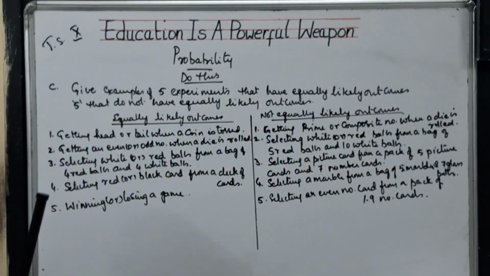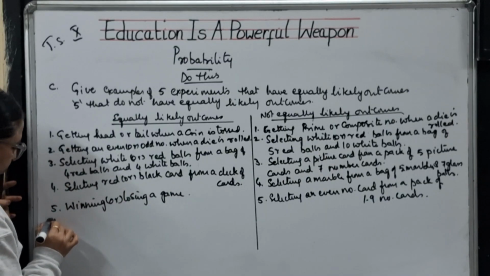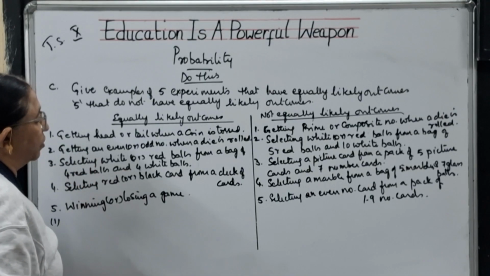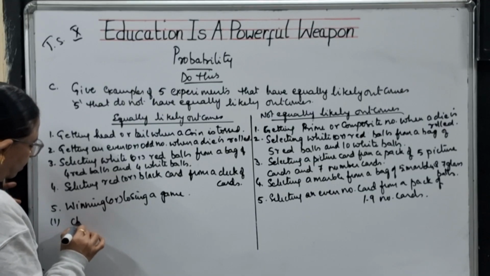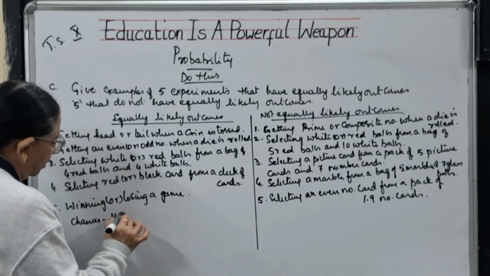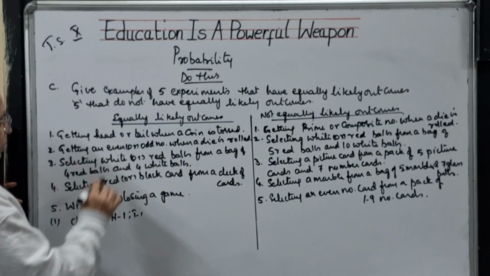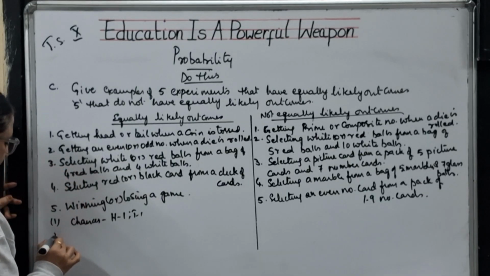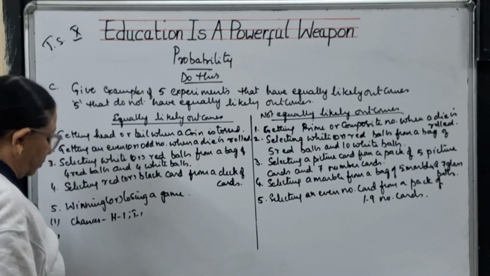See, first one, getting head or tail when a coin is tossed. The explanation I am giving here, children: the chances are only two. Head has one chance and tail has one chance only. So it is an equally likely outcome. And the second one is getting an even or odd number when a die is rolled.